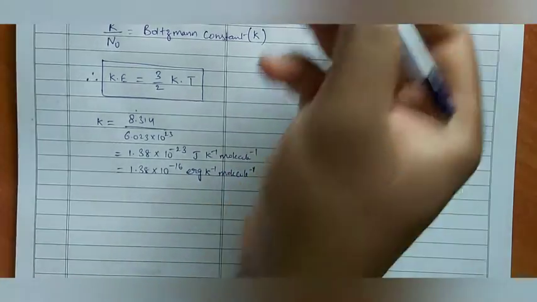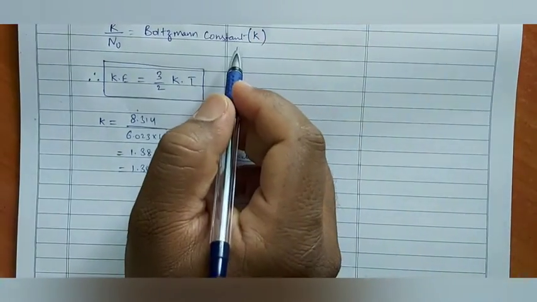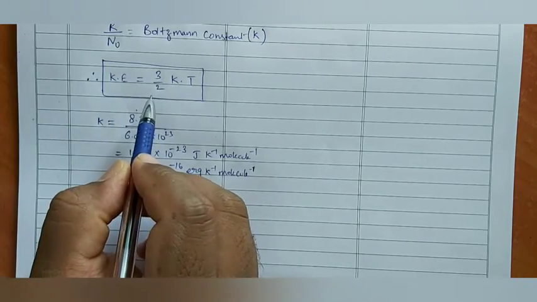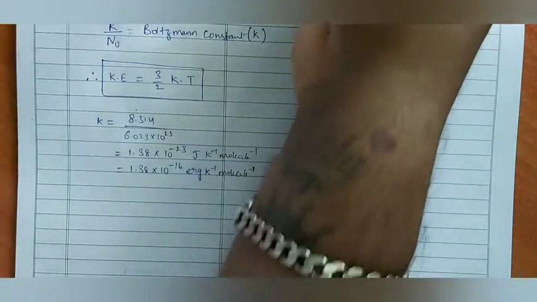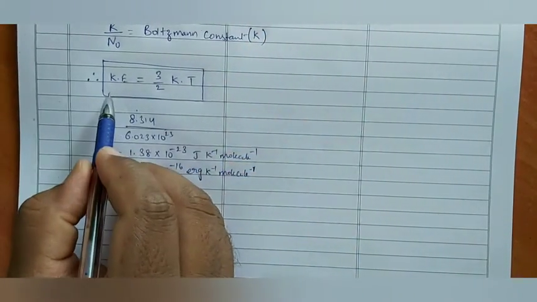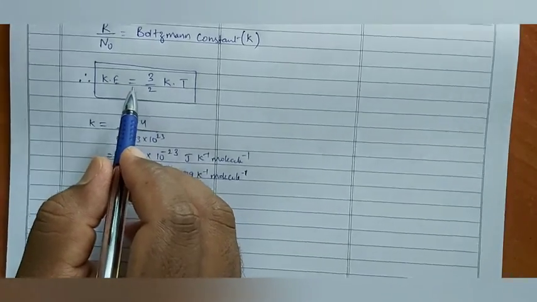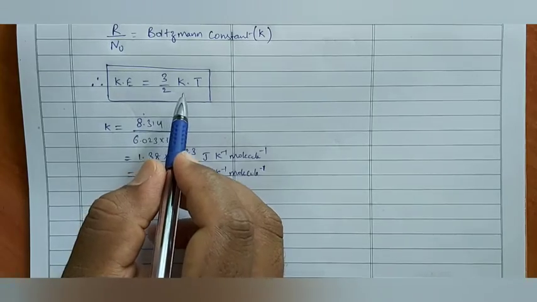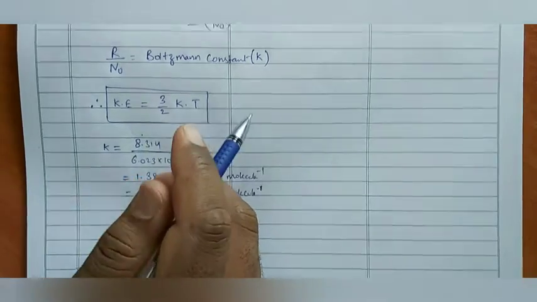But by using this derivation from the kinetic molecular theory of gases, we are able to find the kinetic energy of 1 molecule also. But this is a completely mathematical expression. Kinetic energy is equal to 3/2 kT. It is the kinetic energy of 1 molecule. Kinetic energy of 1 molecule, KE is equal to 3 by 2 kT.